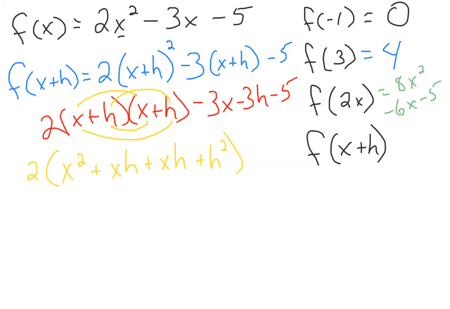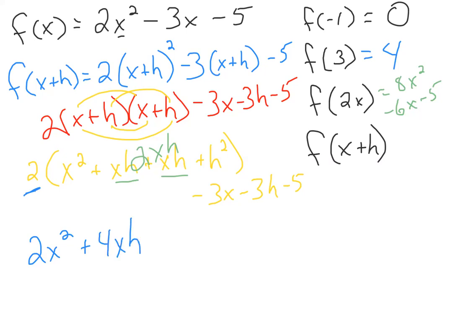Minus the 3x minus 3h minus 5. All that stuff's still carrying on. Now, for room reasons, xh plus xh equals 2xh. Now I'm going to distribute this 2. 2 times x squared gives me 2x squared. 2 times 2xh gives me 4xh. And 2 times h squared gives me 2h squared. The rest of it is outside the parentheses, so it is now tagging along.